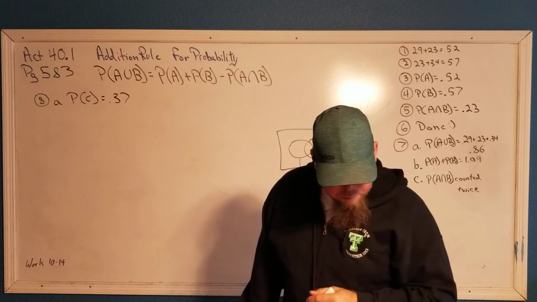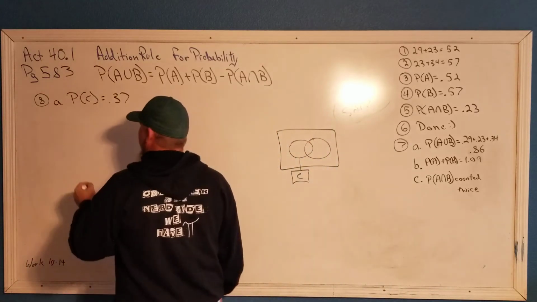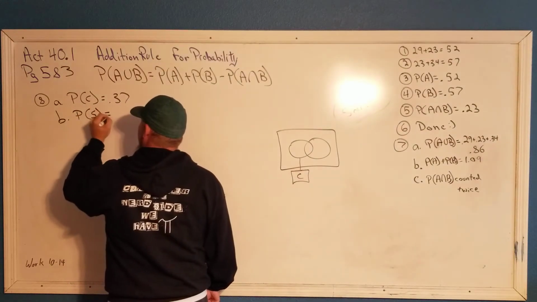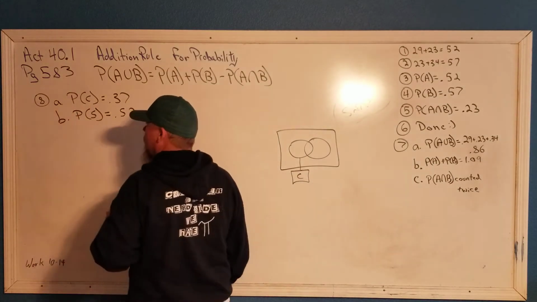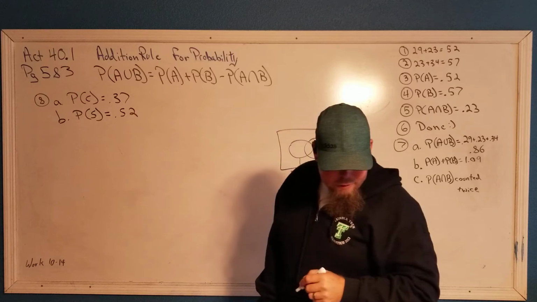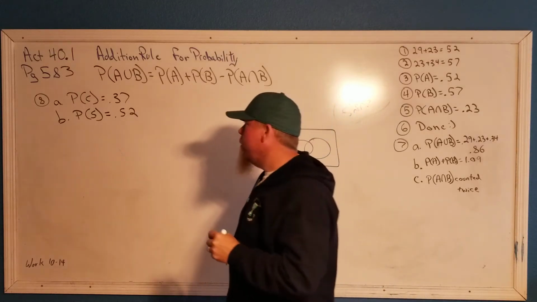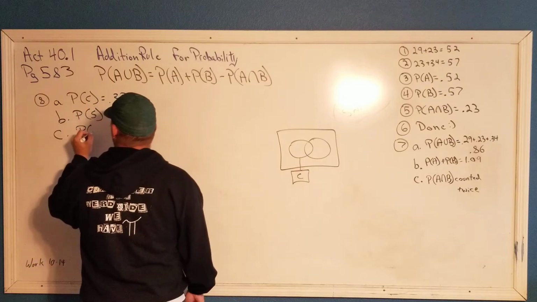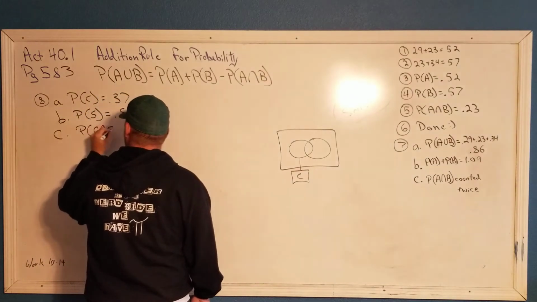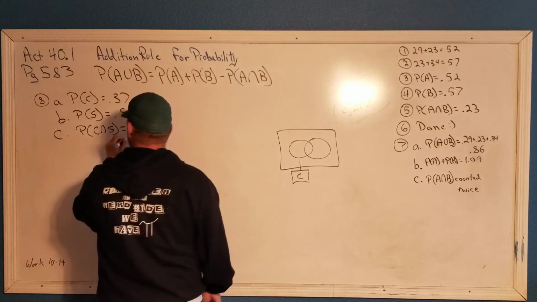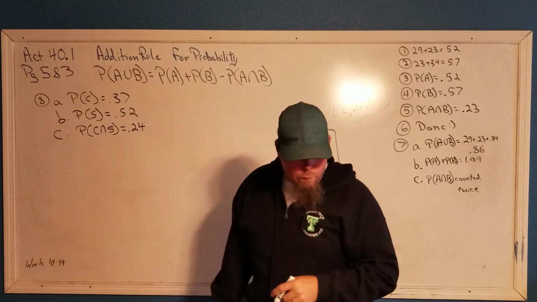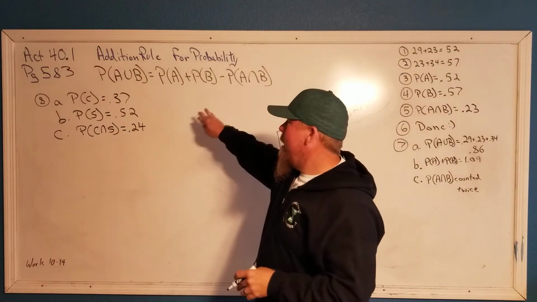For B, it says what's the probability of S? That's going to be the 0.52 that's down there. So probability of S, 0.52, okay? And then what else do they give us? They give us the overlap. The overlap is 0.24. So for C, we've got probability of C and S, and that is equal to 0.24. The overlap is 0.24.